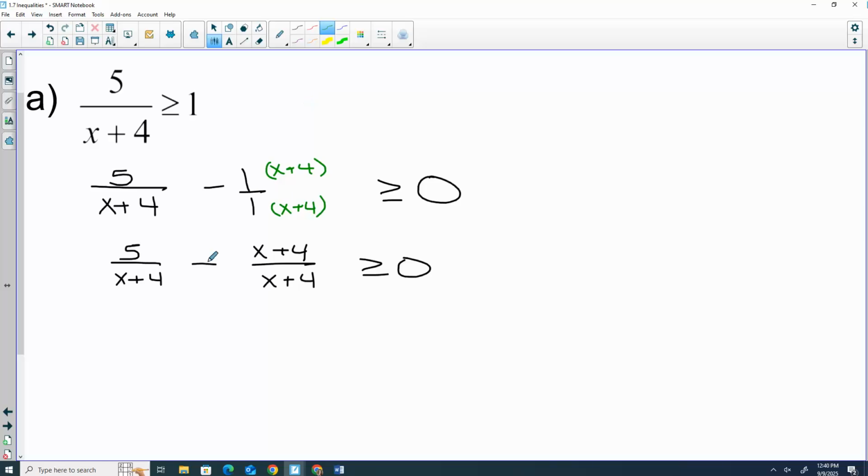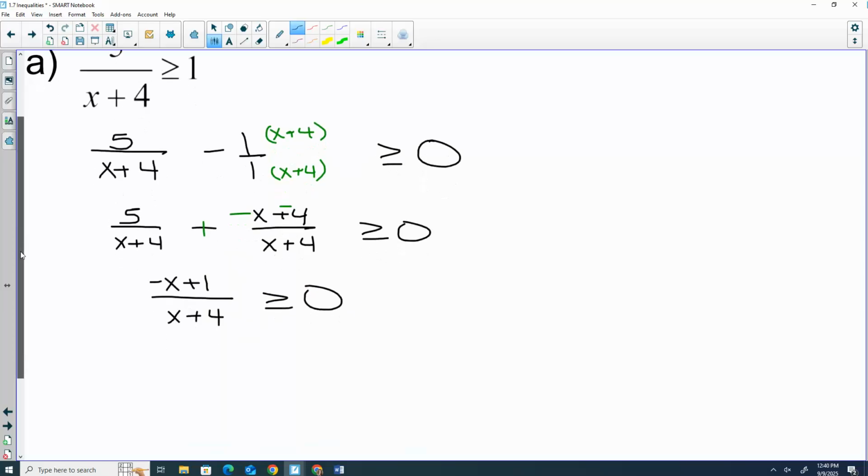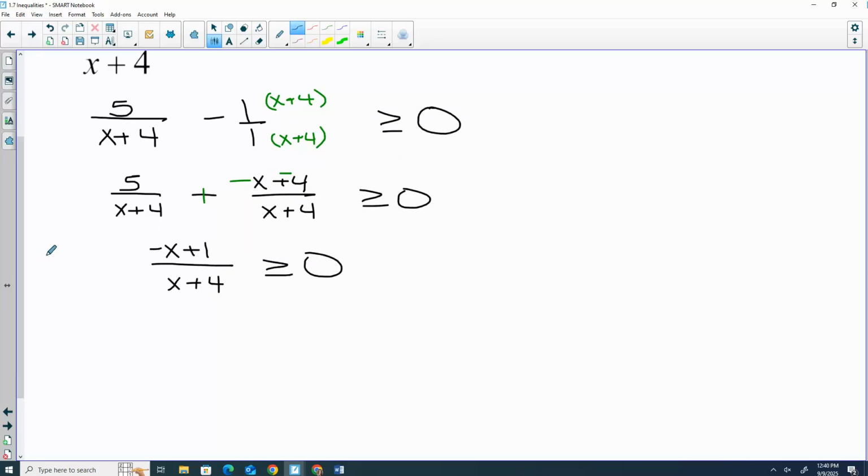So now we can distribute our negative and combine this into a single fraction. So I get negative x plus 1 over x plus 4 greater than or equal to 0. That is actually the setup I want here. Are there any questions on how I got to that point?